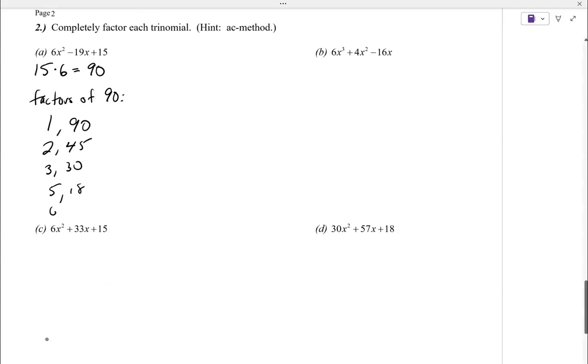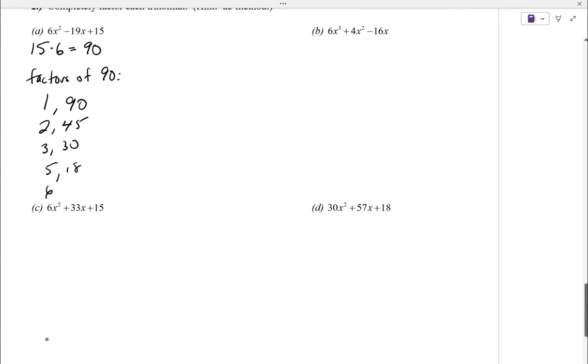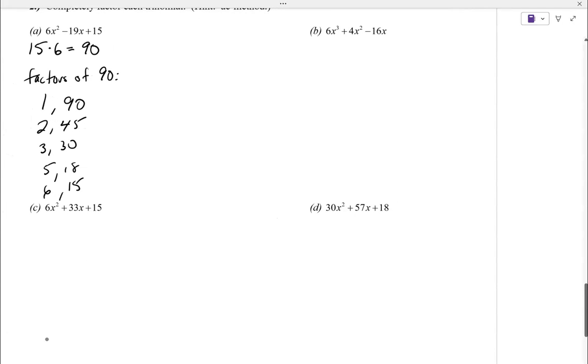6 does, clearly, because we just did 6 and 15. 7 doesn't go into it. 8 doesn't go into it, but 9 does. 9 and 10 work. Right? And then we know we're done, right? Because we tried 1, 2, 3, 4, 5, 6, 7, 8, 9, but 10's already paired up with it. All right, so now we know we're done when we get to that point.